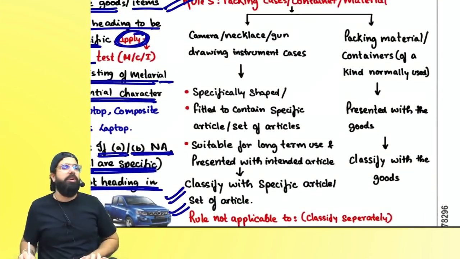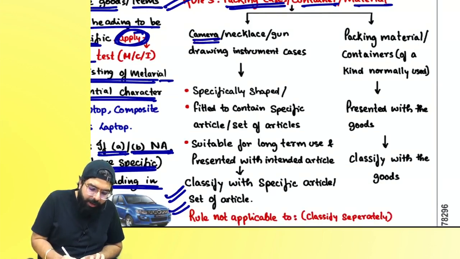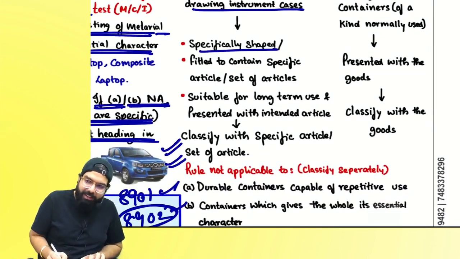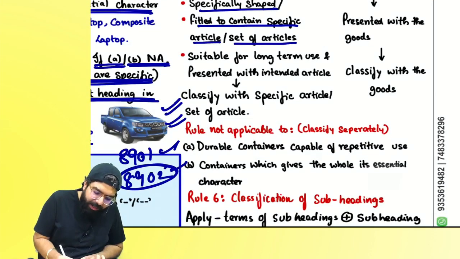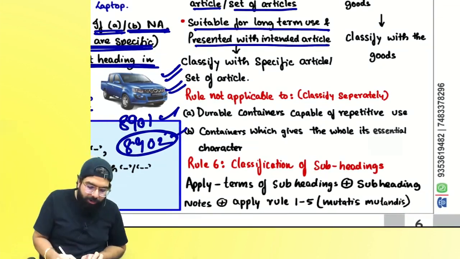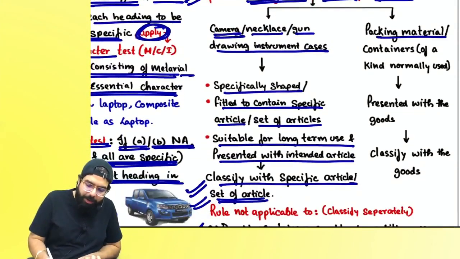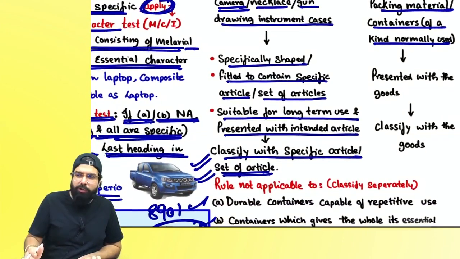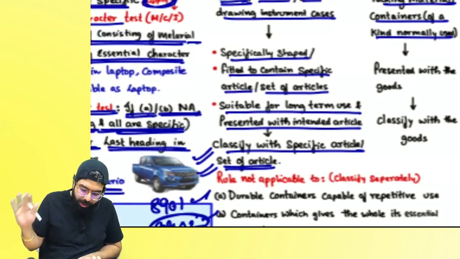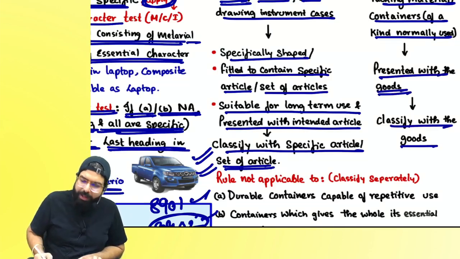The next one is rule number 5, which talks about packing material, packing cases, containers or material. Always remember, if there is a camera case, necklace case, gun case or drawing instrument case, specially shaped or fitted to contain a specific article or set of articles, suitable for long term use and presented with the intended article, it is always classified with that article or set of articles. If there is a packing material or container of a kind normally used, not for long term use but a general usable item, then also it is classified along with the goods.